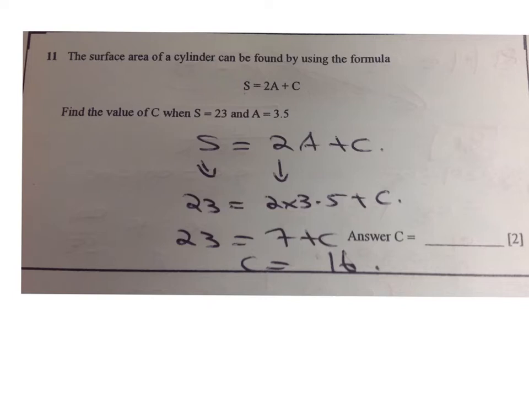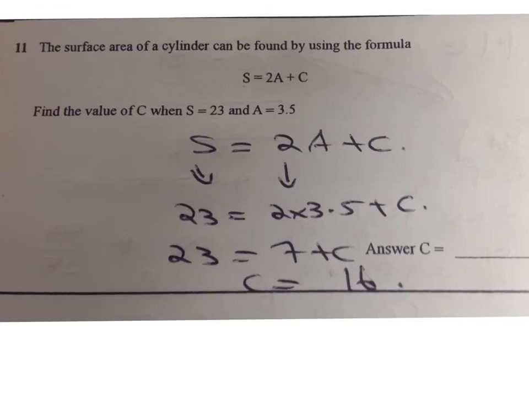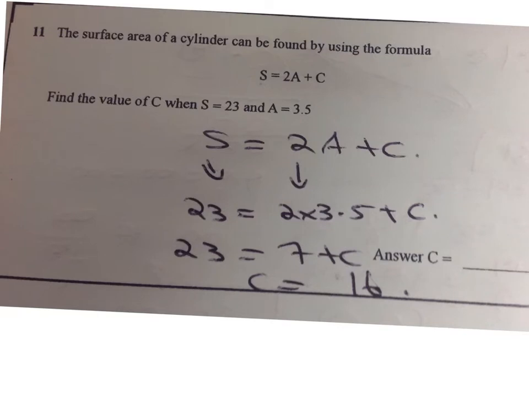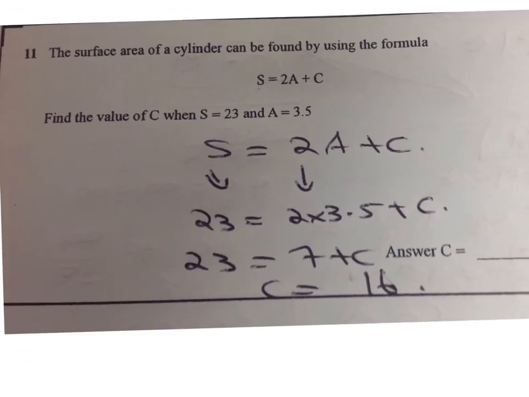For question 11 now, we have a question that is really about substitution. The surface area of a cylinder can be found using the formula S equals 2A plus C. You want to find the value of C when S is 23 and A is 3.5. Write the formula out and put in the numbers: S is 23 equals, always remember to put equals signs in when you've got equations, 2 times A is 2 times 3.5 plus C. So 2 times 3.5 gives you 7. 23 equals 7 plus C. What do you add to 7 to get 23? Well, 7 plus 16 is 23. That's how you get that answer.